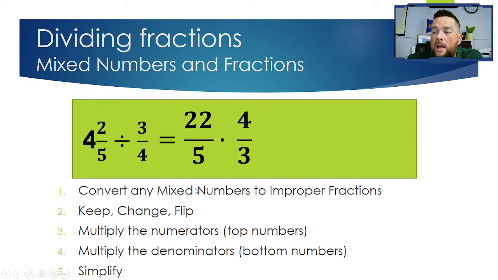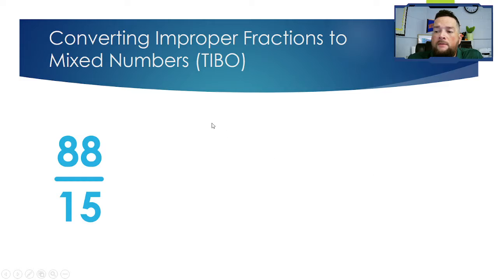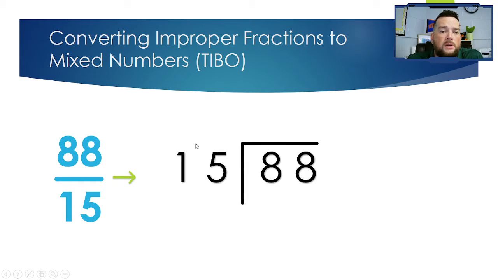Again, convert any mixed numbers to improper fractions, keep, change, flip, then follow the rules of multiplication. Multiply across the top, 22 times 4 is 88. Multiply across the bottom, 5 times 3 is 15. Then 88 divided by 15. We're going to take that improper fraction and turn it into a mixed number by dividing the top number by the bottom number. TIBO stands for top in, bottom out. Top goes inside the division bracket, bottom goes outside.